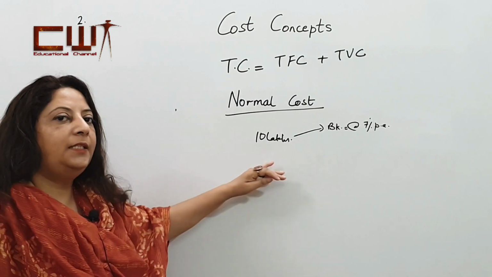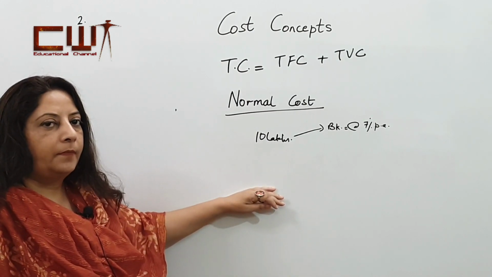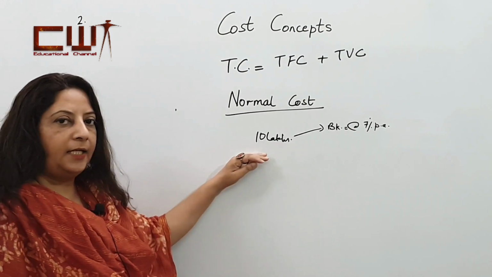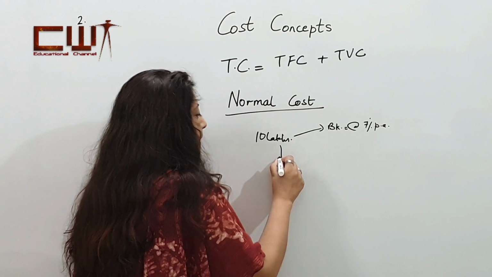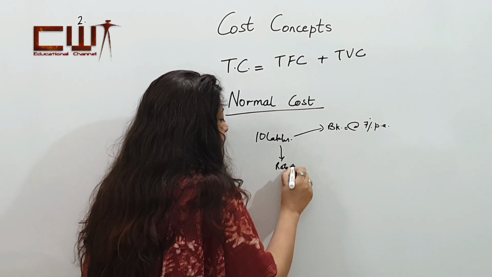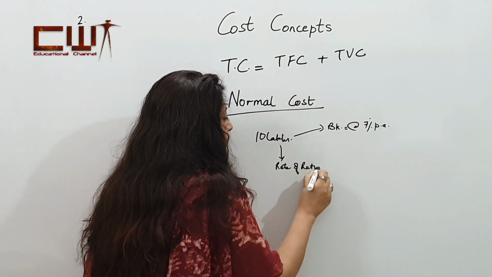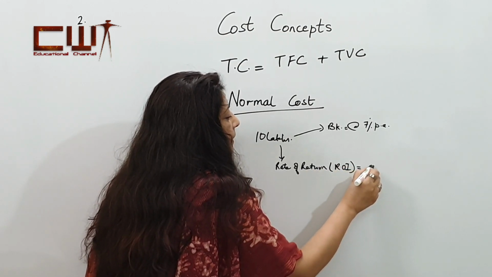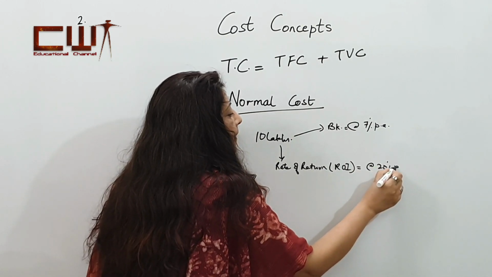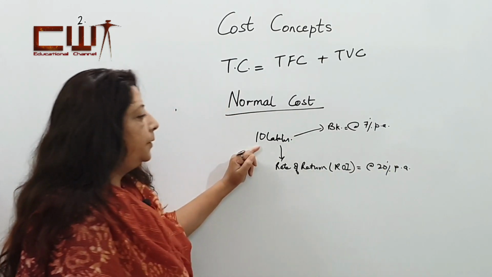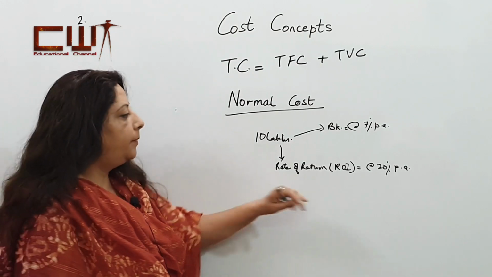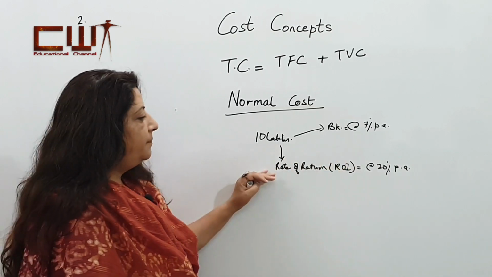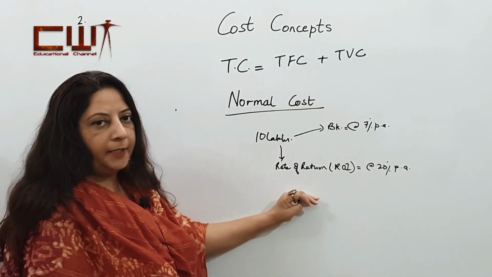Now suppose this person decides to do business. Now this person is deciding to do business with this 10 lakh rupees and he is expecting a rate of return, which is also known as ROI, of, let's say, 20% per annum. So he is expecting that on 10 lakh rupees of investment he will be getting a 20% increase at the end of the year. So this becomes its rate of return in simple terms.